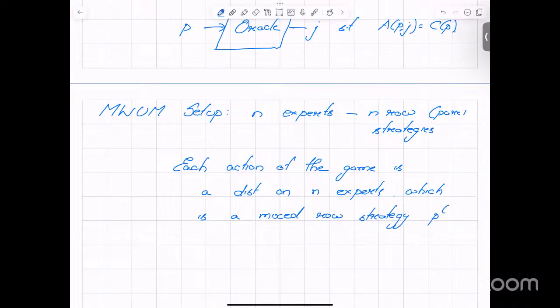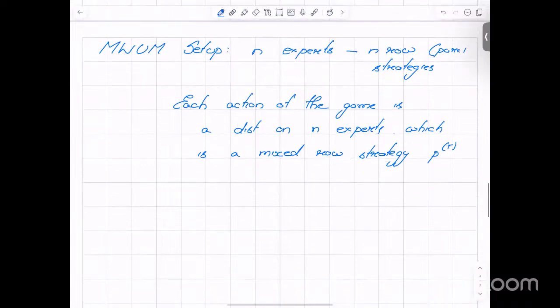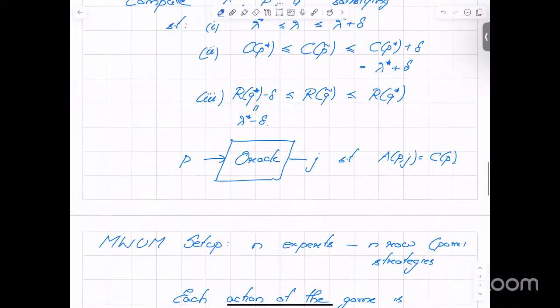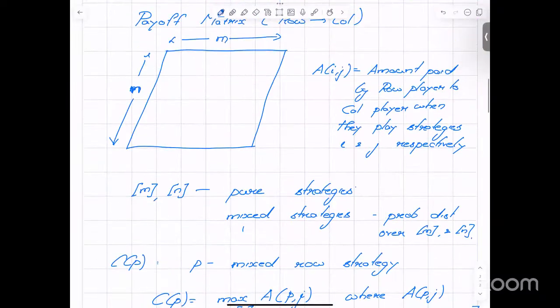So at the t-th step, the action will be P_t, which will be the mixed strategy you'll be playing. Initially, we'll start off with the uniform distribution on the row strategies, and then we keep changing it. It will be P_t. And what's going to be the outcome? The outcome vector basically will be: when you play P_t, that is some distribution over the rows, there is a best column response. And that's going to be the cost vector for the column response.